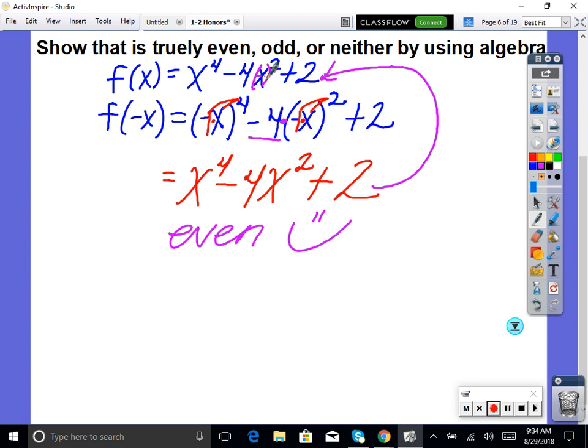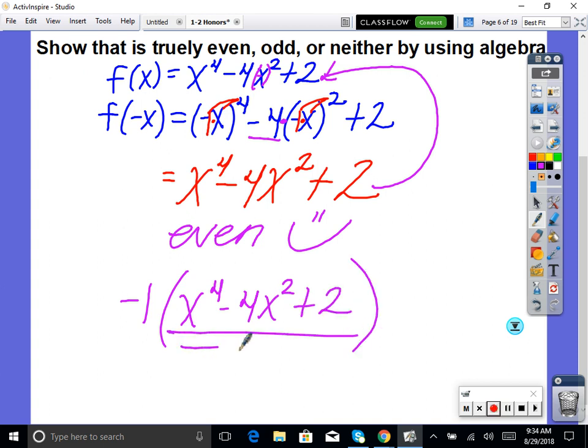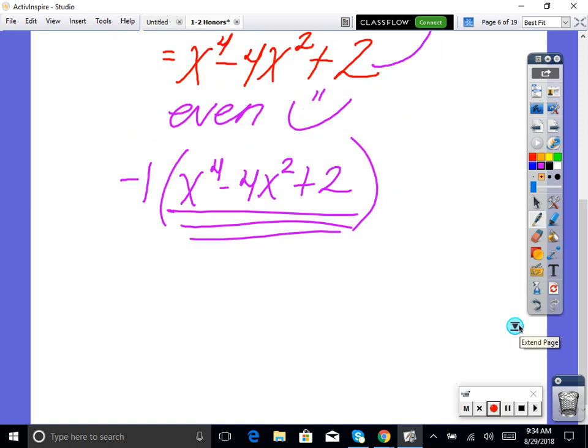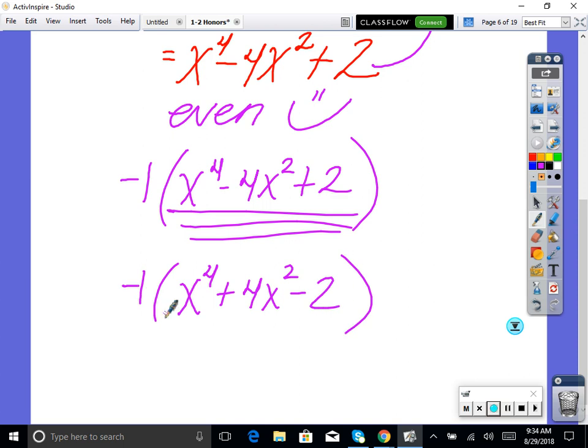It's even. Now let me show you what an odd function would have looked like. If it would have been odd, we would have simplified it and gotten negative 1 times the original. You see how this is a negative 1, but that's the exact same as the original? This would be odd. So what if it would have been neither? What would have happened was something like negative x to the 4th plus 4x squared minus 2. It's negative, but that's not the original. The signs are all over the place. Do you guys see? So that would be neither. Not even, not odd.